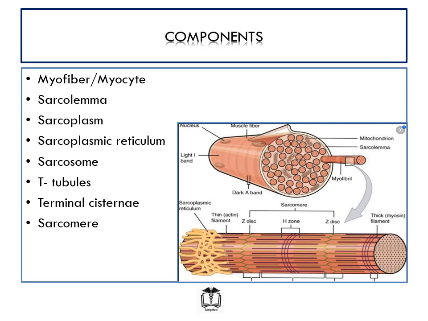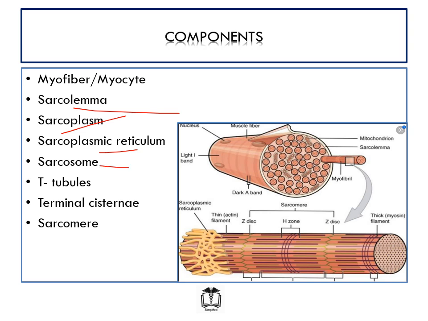So the plasma membrane of the muscle cell is known as the sarcolemma. The cytoplasm of a muscle cell is known as the sarcoplasm. The endoplasmic reticulum of a muscle cell is known as the sarcoplasmic reticulum. The mitochondria of a muscle cell is known as the sarcosome.